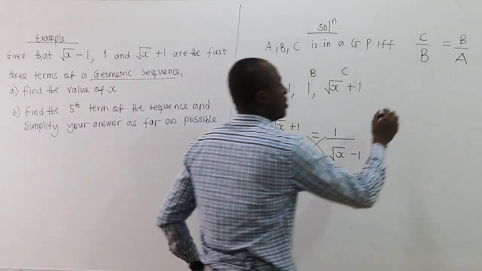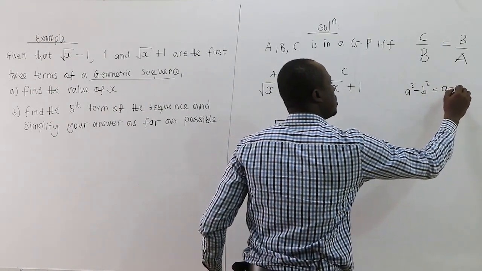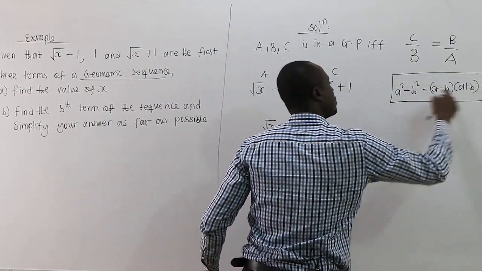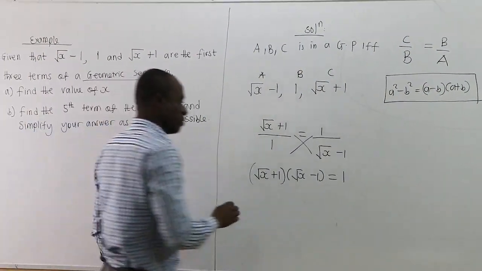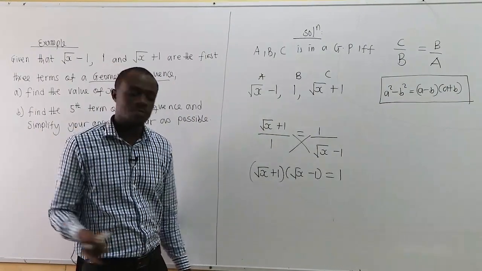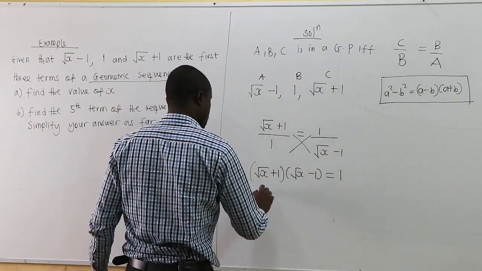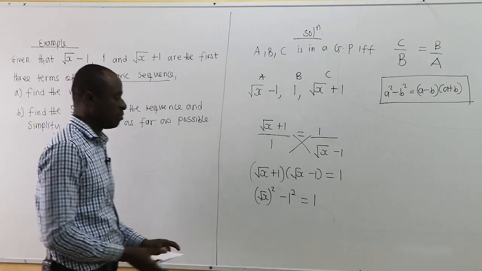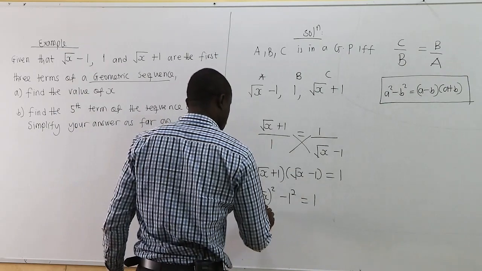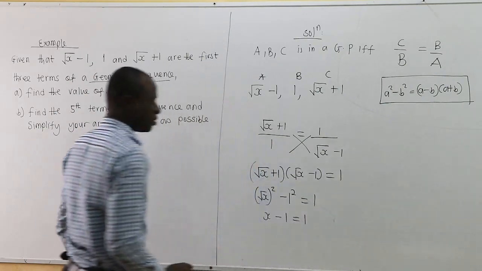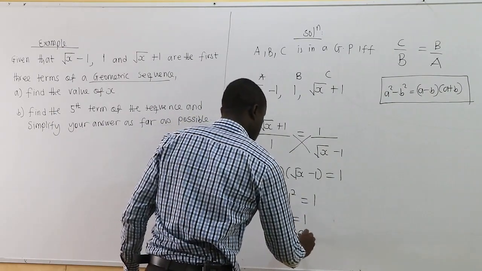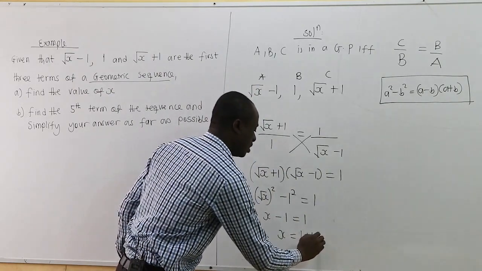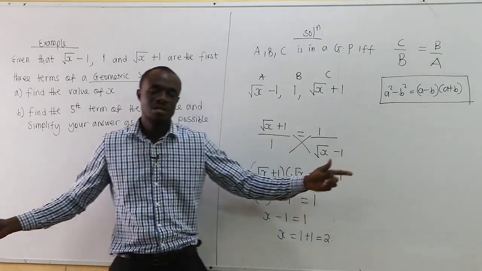Now we know that if you have a squared minus b squared, that is a minus b times a plus b, that's difference of two squares. So from here, this is difference of two squares, or if you like, we can expand. Now let me use difference of two squares. So I take root x squared minus 1 squared, and this is equal to 1. Now root x squared is x, 1 squared is 1, equal to 1. Now the negative 1 crosses over and becomes positive 1, so x is equal to 1 plus 1, which is 2. That's very, very easy.